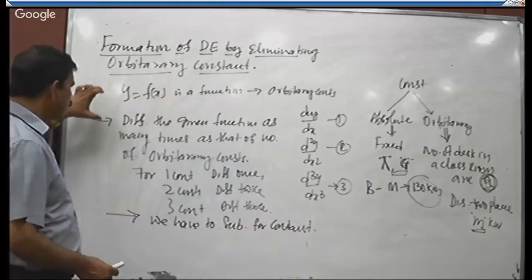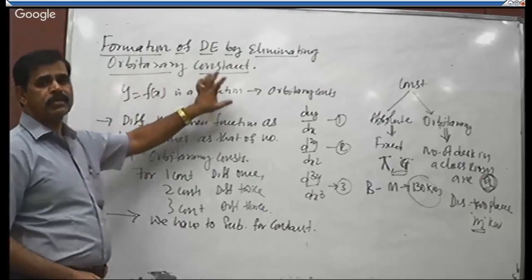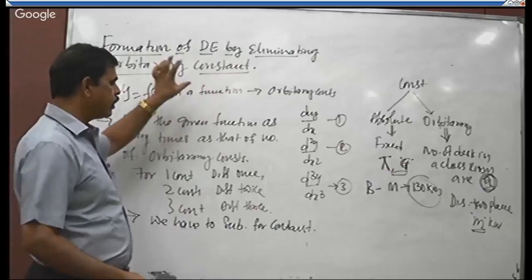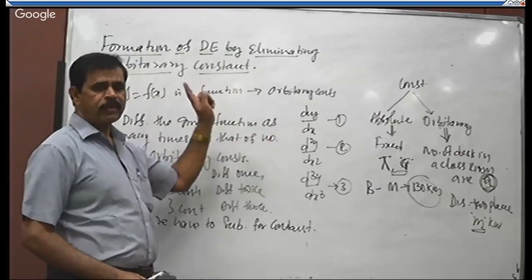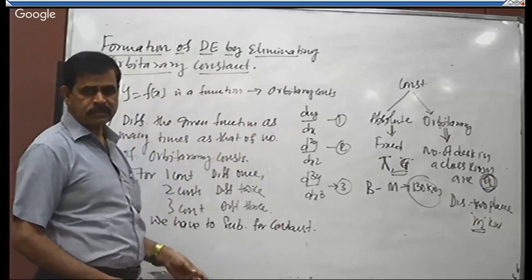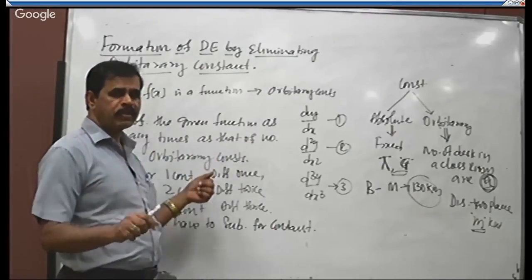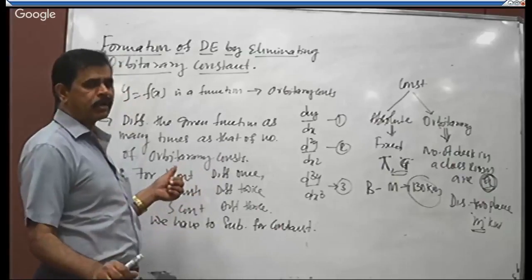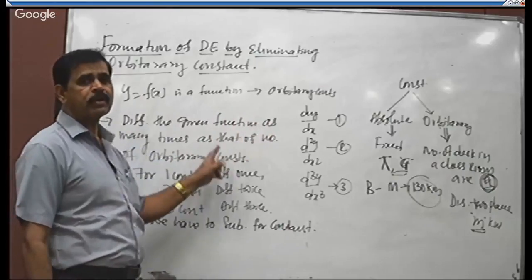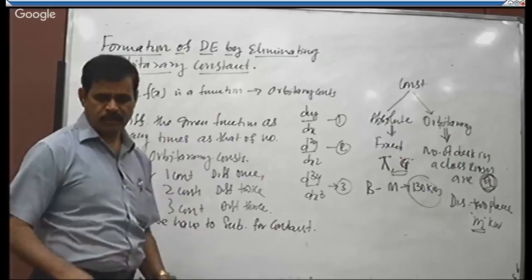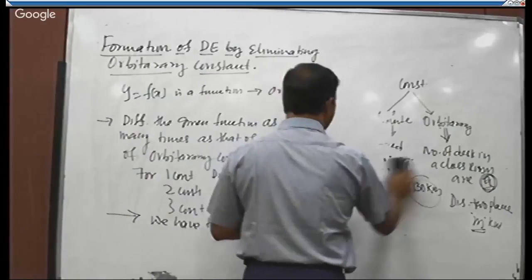What is that procedure? First, see the given function and identify the arbitrary constants. If there are two arbitrary constants, then you go for differentiation twice. If there is only one, then differentiate once, right? After differentiation, check the derivative. If the constant is eliminated automatically, then you can express it in differential equation form. If it is not, then you go for the substitution method, right? Let us take an example of formation of a differential equation.